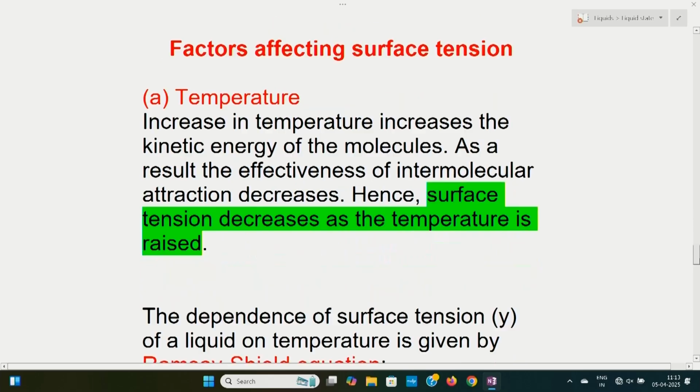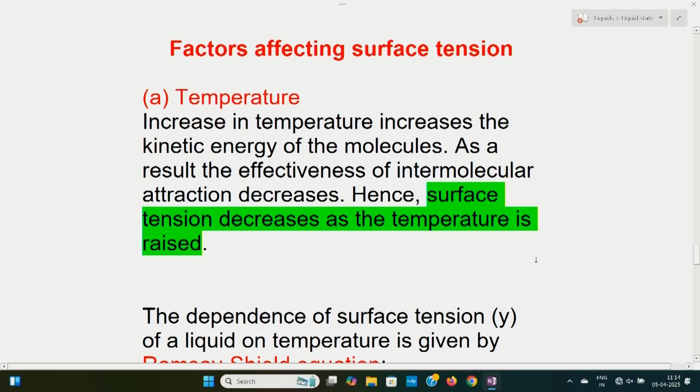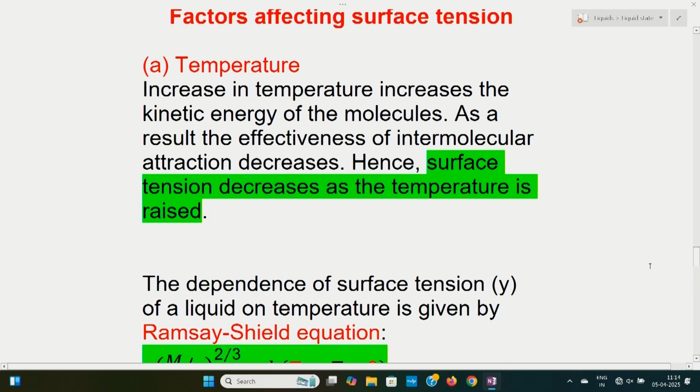Now, let us see the factors affecting surface tension. We have three factors which affect the surface tension. The first is temperature, the second is impurities, and the third is the nature of the liquid. Let us see these factors one by one. First, we will discuss temperature.